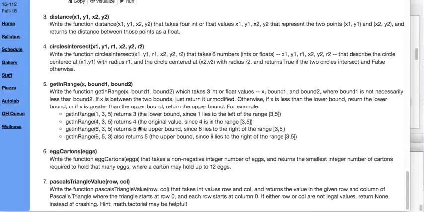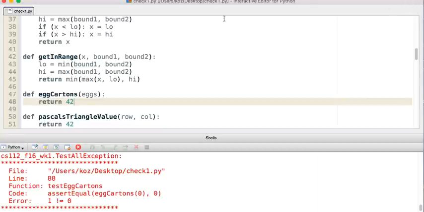Let's solve egg cartons now. Given a number of eggs, return the number of cartons you need for that many eggs, where cartons hold 12 eggs each. Since the problem says it takes a non-negative number of eggs, you can assume that, at least in 15.1.12. When we say that, you don't have to test if it's an integer, and you don't have to test if it's negative. It could be 0, because 0 is non-negative.